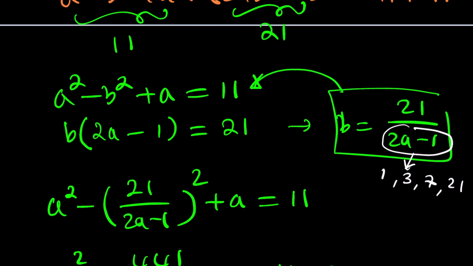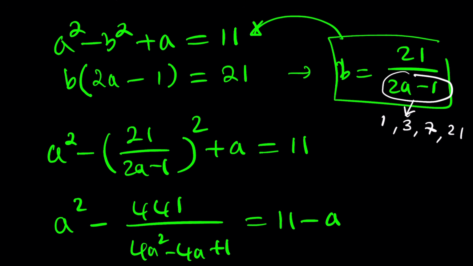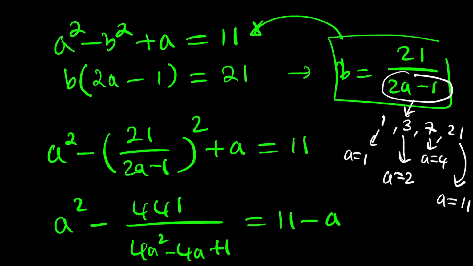Let's go ahead and check it out. For example, if 2a minus 1 is equal to 1, right, then we get a equals 1. So a equals 1, this gives us a equals 2, this gives us a equals 4, and this gives us a equals 11. Let's go ahead and check each one of these values, and if they fail, they fail.